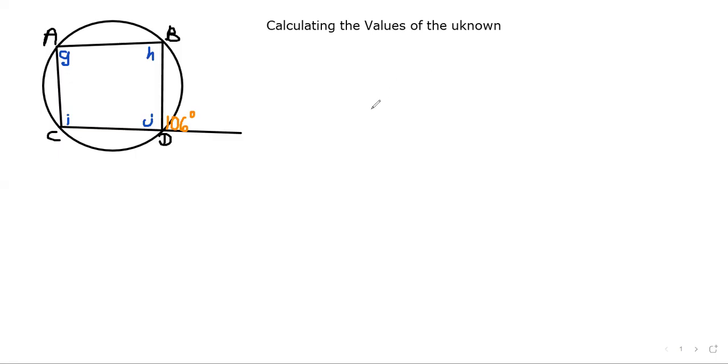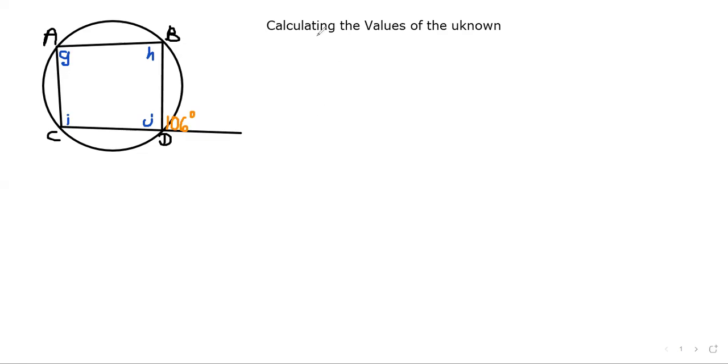So in this session, we'll be applying some of the geometrical laws in order to calculate the values of the unknown. This video will be mainly based on Theorem 6, which states that the exterior angle of a cyclic quad is equal to the opposite interior angle. So let's solve what we are supposed to do.